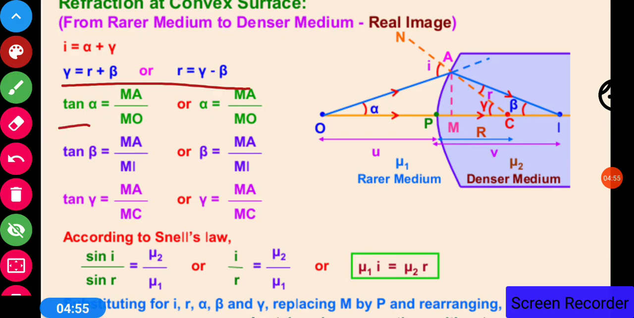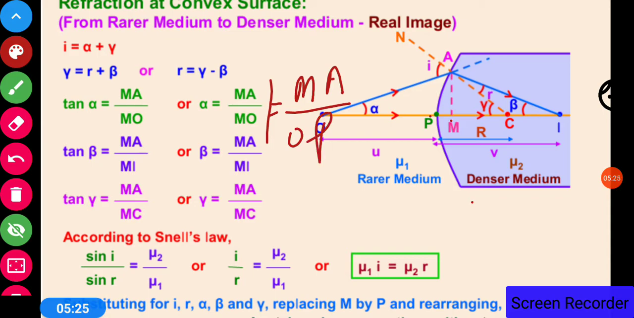Now tangent alpha in this diagram. Tangent alpha is perpendicular, that is AM upon OM, or alpha, since angles are very small, so tan alpha can be taken equal to alpha, so we can say that alpha is equal to MA upon MO, and also since M is very near to P, curvature we have to take small, so we can say that MO is equal to OP, so this can also be written as MA upon OP. Similarly tangent beta is MA upon MI, beta is MA upon MI or MA upon PI, gamma is MA upon MC or MA upon PC. So these are the equations.